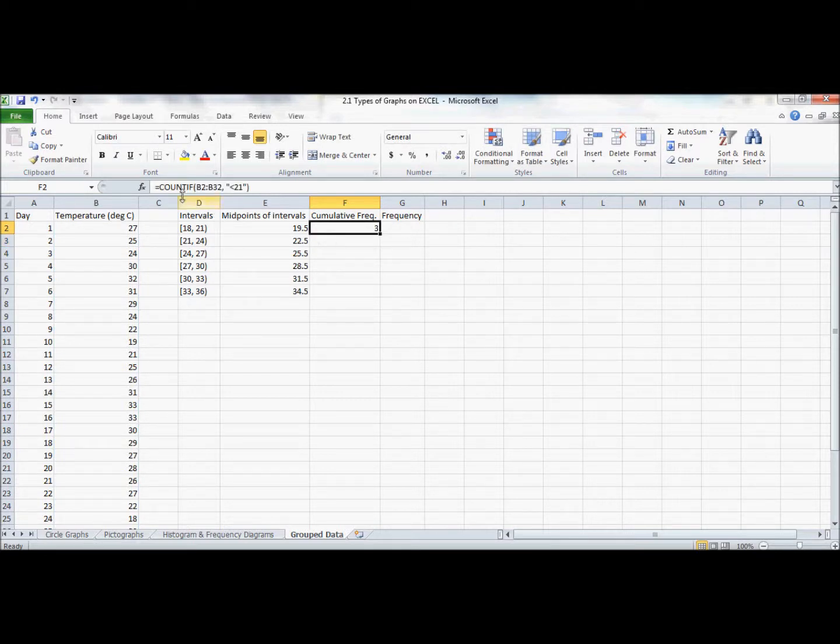Okay? So again, here's the formula at the top here. What this did was it checked all of the values from cell B2 up to cell B32 and checked to see if they were less than 21.